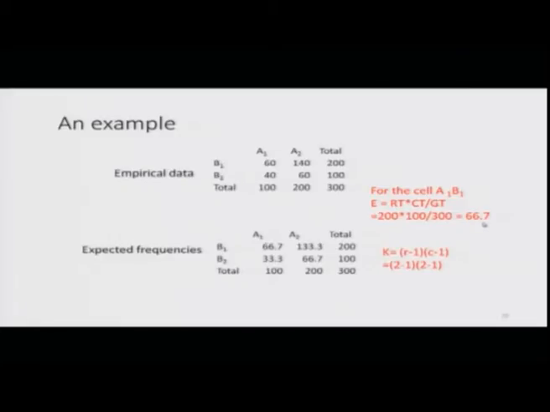66.7 is the expected frequency for this cell. Similarly, for this cell it is 100 multiplied by 200 divided by 300, that will be the expected frequency in this cell, which comes out to be 66.7. 66.7 differs by 6.7, and here 66.7 differs again by 6.7. The difference is the same. That is because of the nature of these data and classification according to A and B. In all the cases, differences may differ.